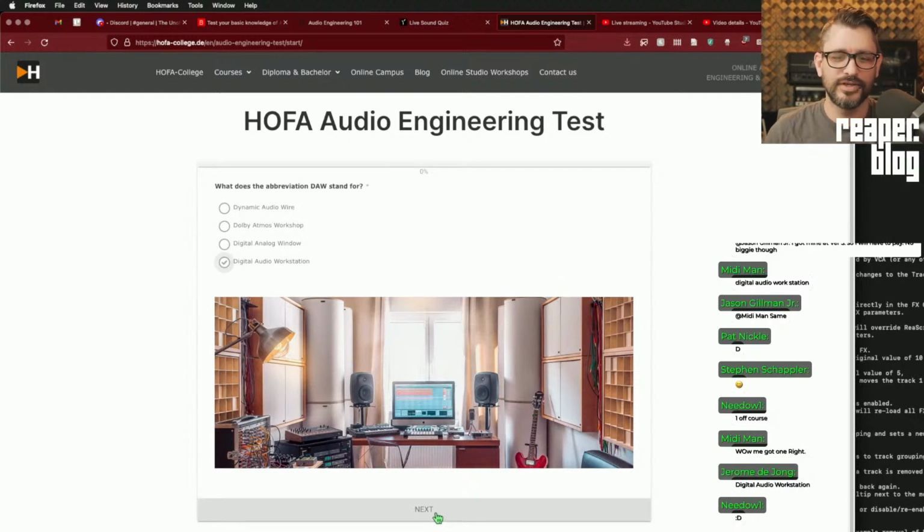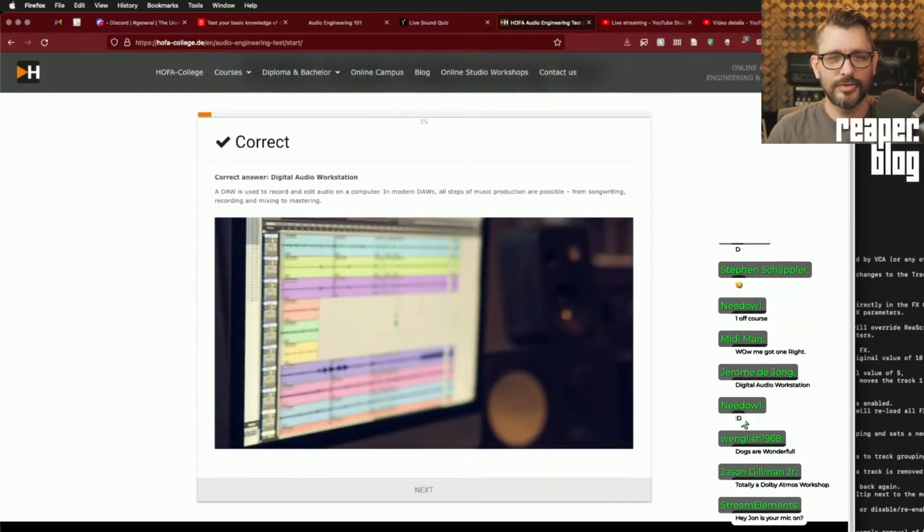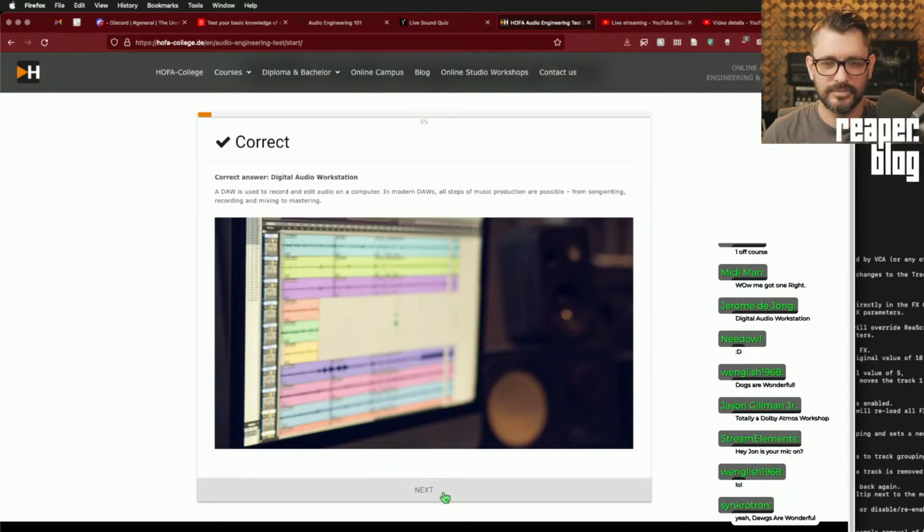Digital Audio Workstation. Moving on. A DAW is used to record and edit audio on a computer. In modern DAWs, all steps of music production are possible, from songwriting, recording, and mixing to mastering. Good.